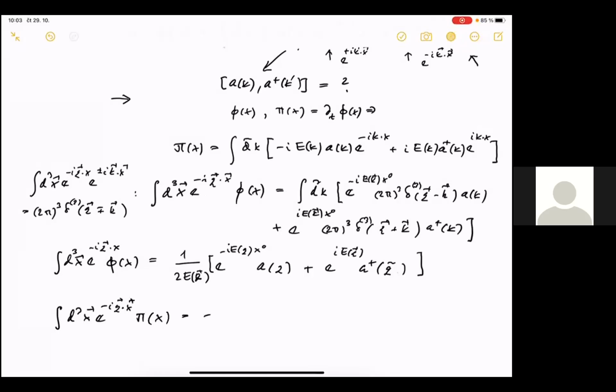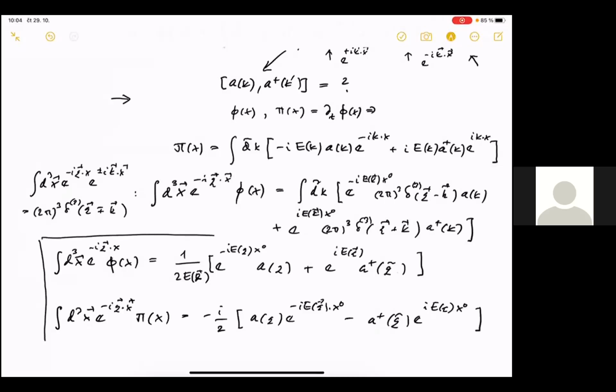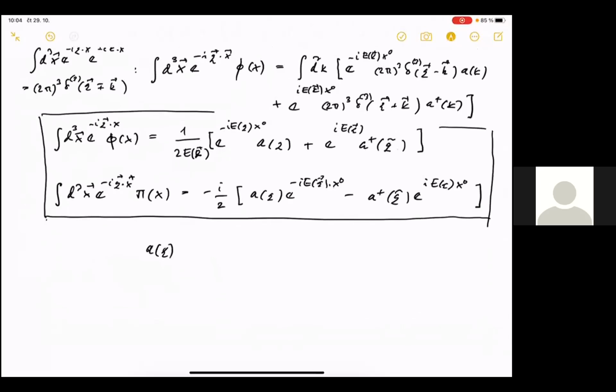And here we obtain just minus I over 2 q times e to minus I e q times x0 minus a cross q tilde e to plus I e q times x0. And from these two equations, we can simply express AQ, simply as e to I EQ times x0. We multiply this by the relativistic energy EQ and this by the imaginary unit, add these two equations, and in the end we obtain the following expression.